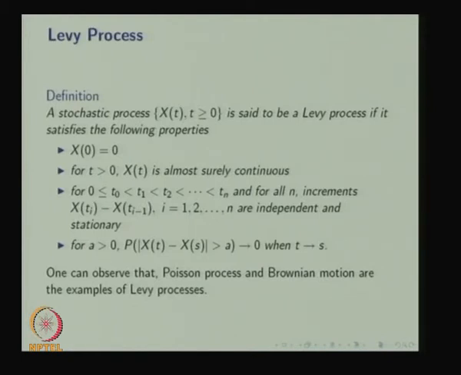The definition: a stochastic process X of t is said to be a Levy process if it satisfies the following properties. The first property: X of 0 is equal to 0. The same property we used when we defined the Poisson process and the Brownian motion. So here also the Levy process satisfies the property X of 0 is equal to 0. The second property: for t greater than 0, Xt is almost surely continuous.